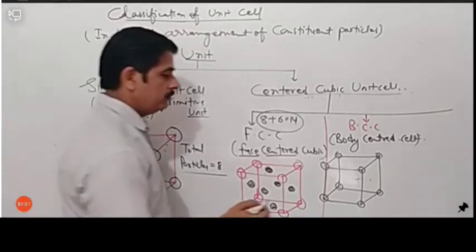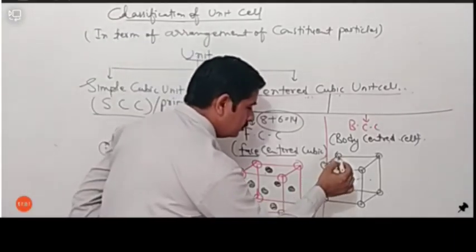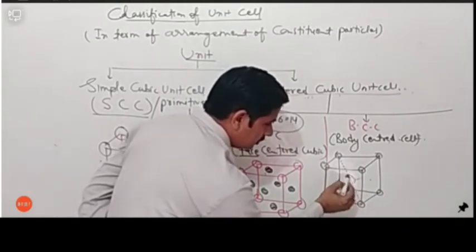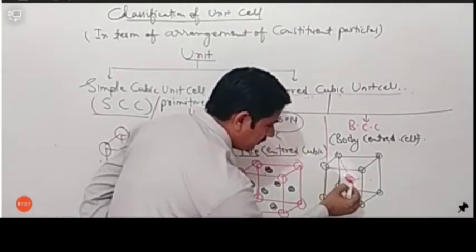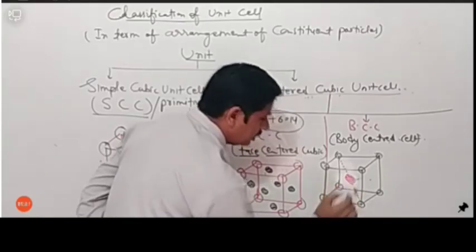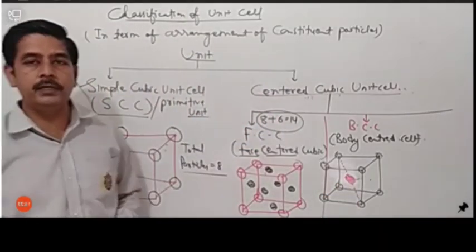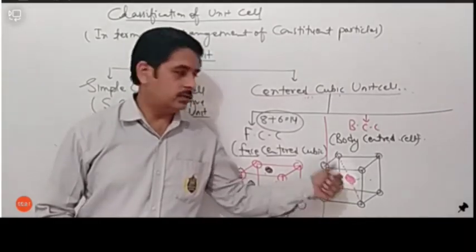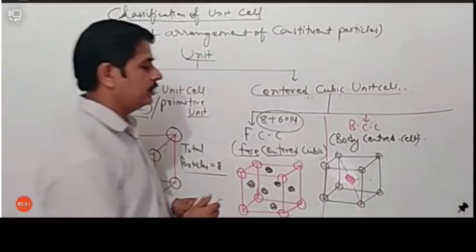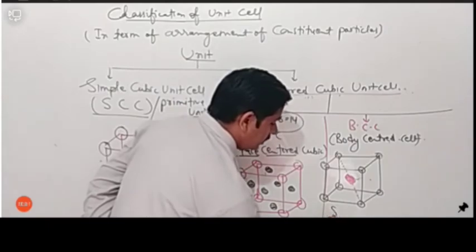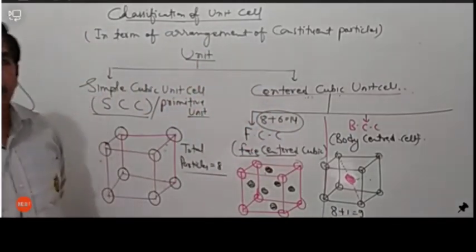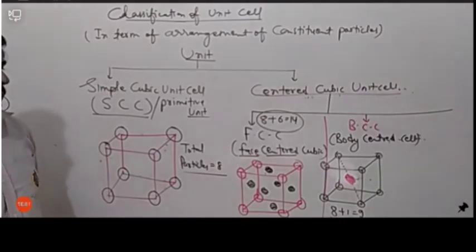In the center of the body means you can form a diagonal here like this, and in the middle of it, in the bulk, there will be 1 particle. Exactly in the center you will get one particle. So that's why it is called body centered cubic, and the total number of particles will be 8 plus 1 equals 9 particles. There will be 9 particles in BCC.